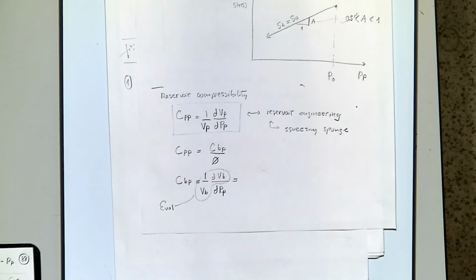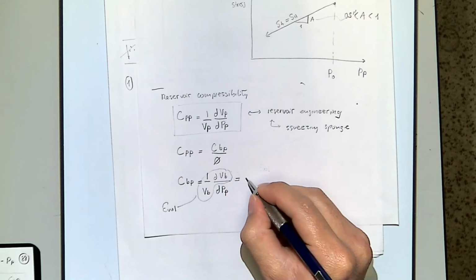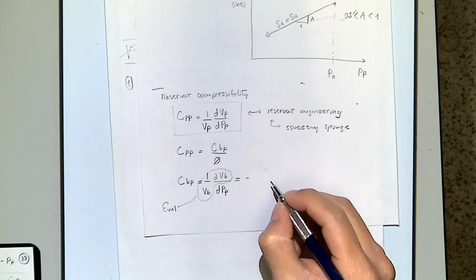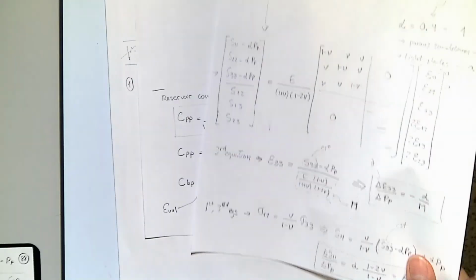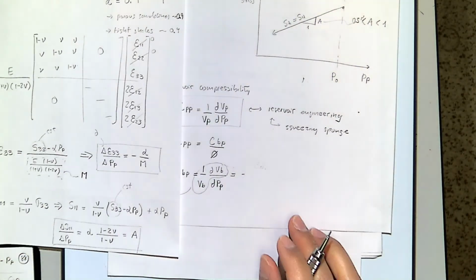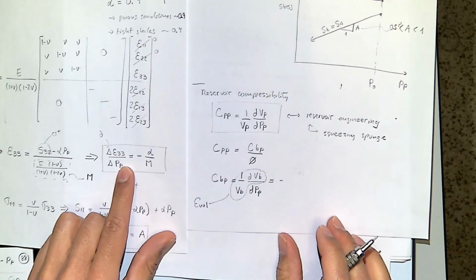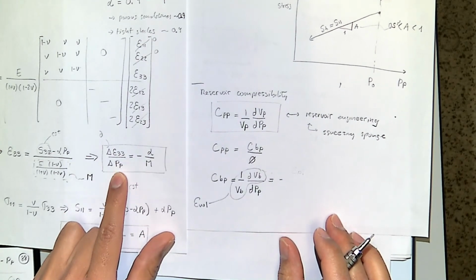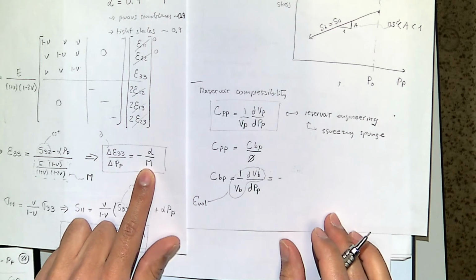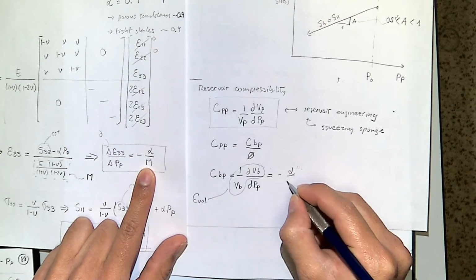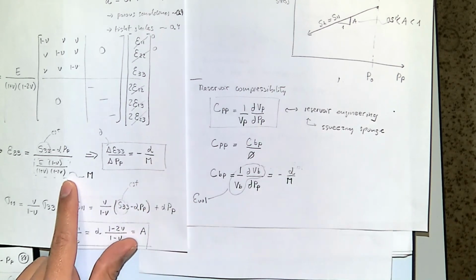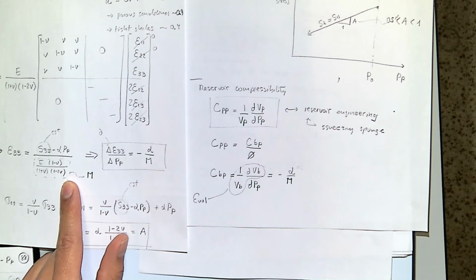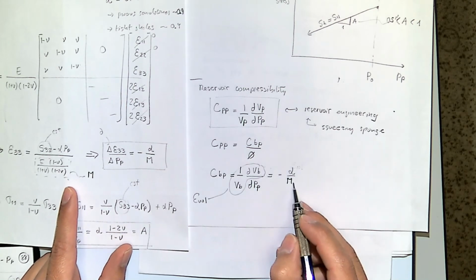This is going to be equal to, according to the equations that we derived before, the change in volumetric strain. Remember that we just have one strain in this case, divided by the change of pore pressure. It's a Biot coefficient divided by the constraint modulus, where the constraint modulus M can be calculated with this equation.